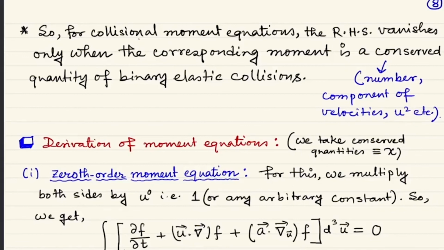For the collisionless Boltzmann equation, this is always 0. For the collisional Boltzmann equation, the right hand side is 0 only after integration, if they are multiplied by this type of things or any other conserved quantity of a binary elastic collision. Okay, so in the next part of the lecture, we will try to derive directly the moment equations. Okay, thank you.